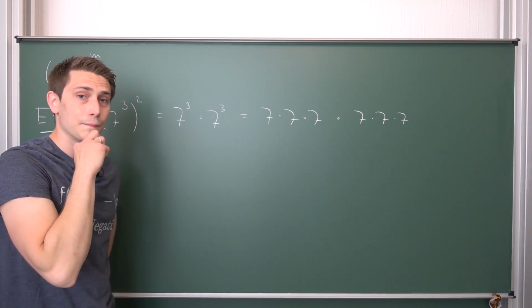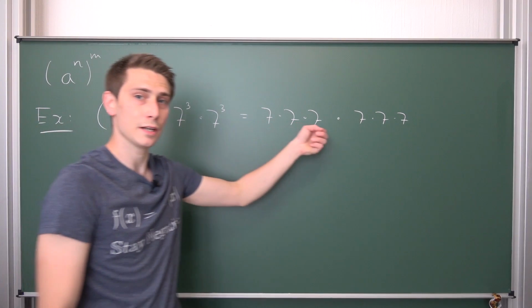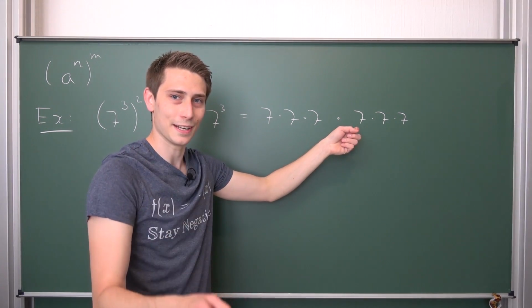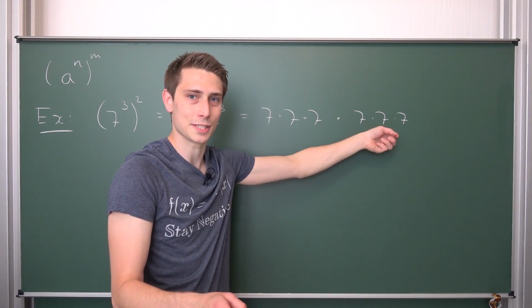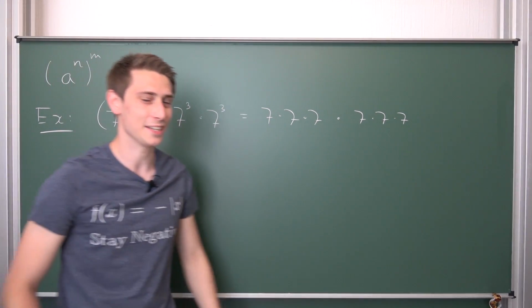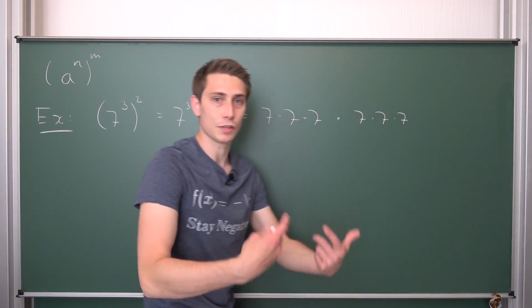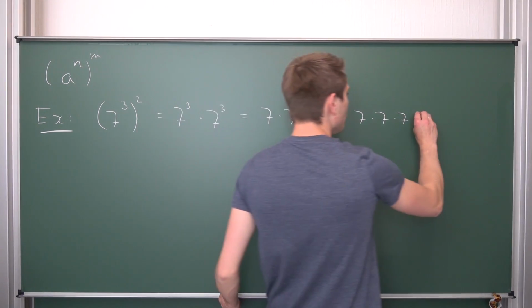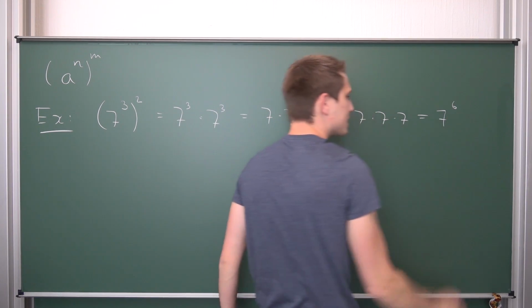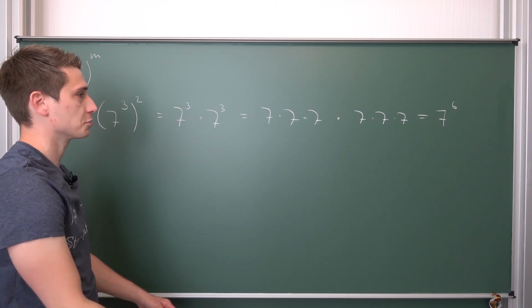All right, now we can go ahead and count. Well, how many 7s do we have? 1, 2, 3, 4, 5, 6. Exactly. So we have 6 times 7, 7 multiplied with itself 6 times. Meaning, by the verbal definition, this is nothing but 7 to the sixth power.